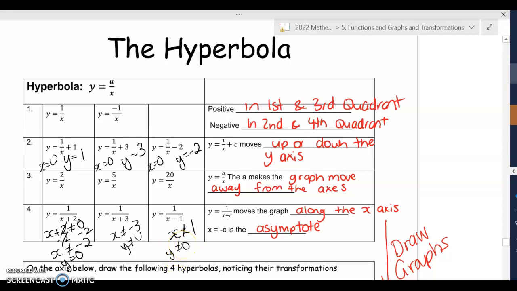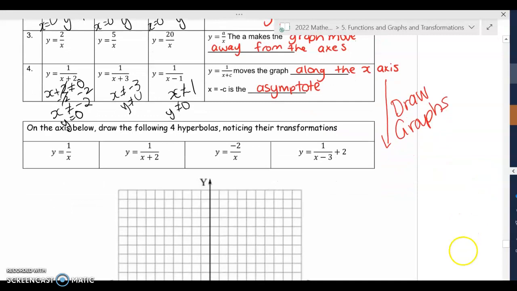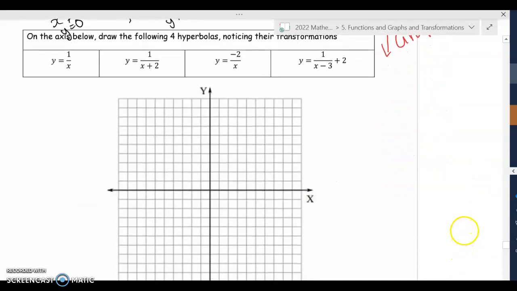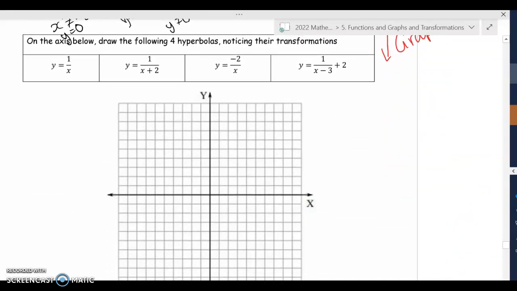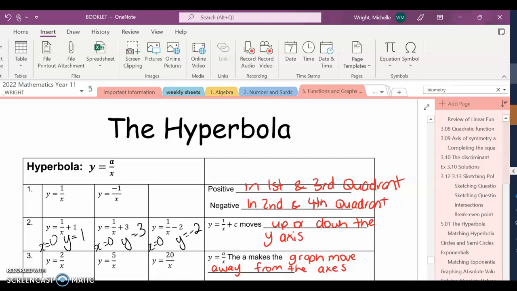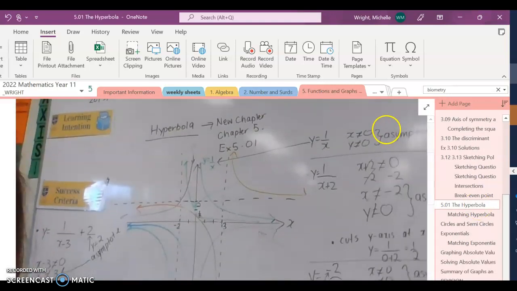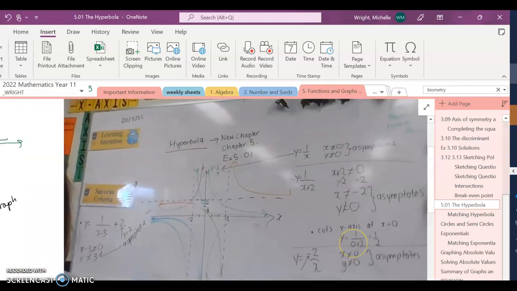Okay, what we want to do is have a little go at drawing these three. So we've got 1 over x plus 2, minus 2 over x, and 1 over x minus 3 plus 2. If you jump over to the OneNote again, you'll find an actual graph of what we did of those in the class today. That's what they're going to look like.